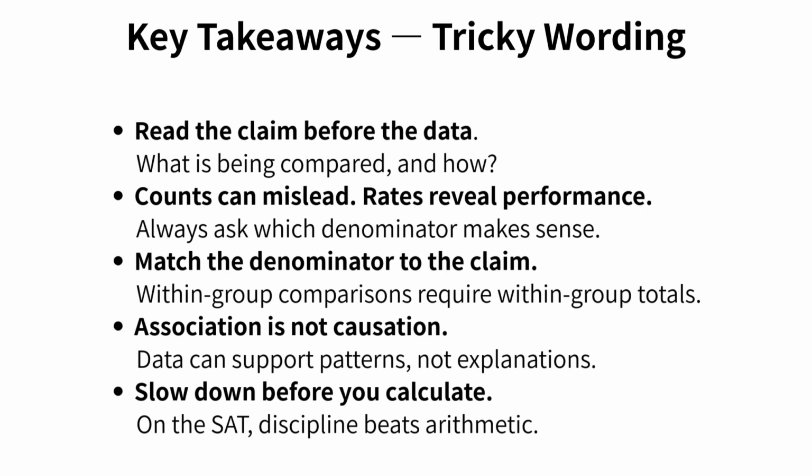Before we finish, let's summarize the key takeaways from this lesson. First, always read the claim before you look at the numbers. Ask yourself what is actually being compared. Second, remember that counts can be misleading. When group sizes differ, performance must be measured using rates, not raw totals. Third, make sure the denominator matches the claim. If the comparison is within groups, your denominator must come from within those groups. Fourth, never confuse association with causation. Tables can show patterns, but they cannot explain why those patterns exist. And finally, slow down before you calculate. The SAT is not testing your arithmetic, it's testing your judgment. Choose the right denominator first, and the math will take care of itself.